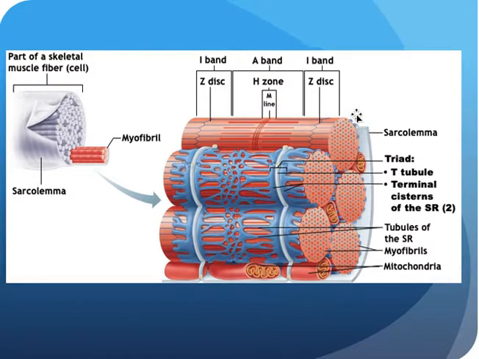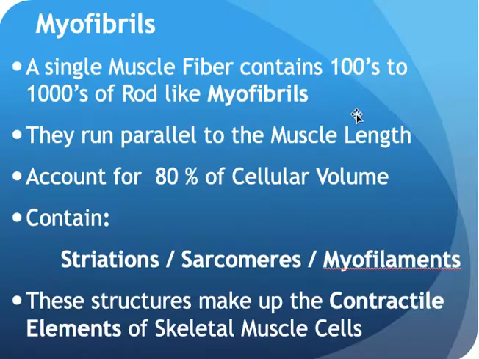And then again, you want to break it down to what's the basic function of each one of these structures. So myofibrils: a single muscle fiber contains hundreds to thousands of these rod-like myofibrils. They run parallel to the muscle length. They account for 80% of the cellular volume. They contain striations, sarcomeres, and these myofilaments here. So these structures make up the contractile elements of skeletal muscle.